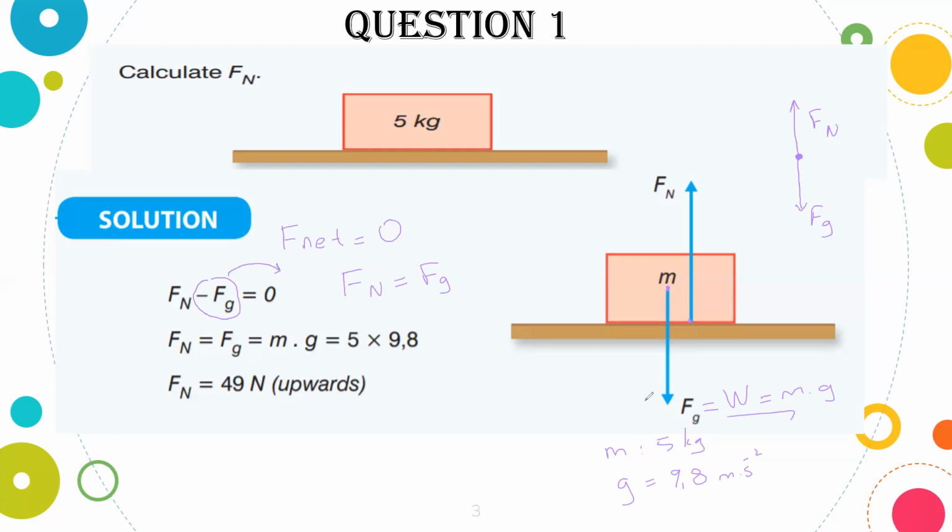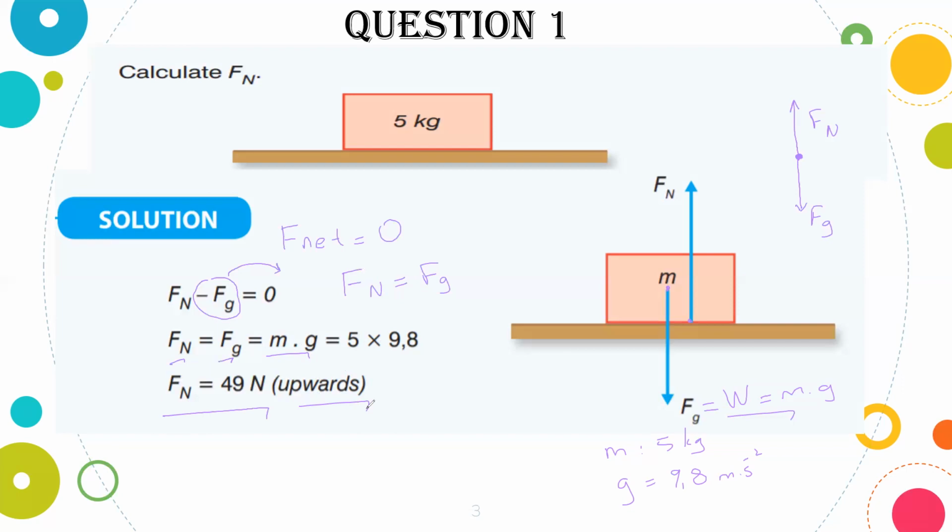From now, we are using this information about weight. Weight equals mass times gravity. So mg we are using, because F normal equals Fg, Fg equals weight, and formula of weight is mg. So 5 times 9.8. And F normal equals 49 newtons up. That's it. This is our solution for question 1. I hope everything is fine. If you have any question, you can ask me anytime.